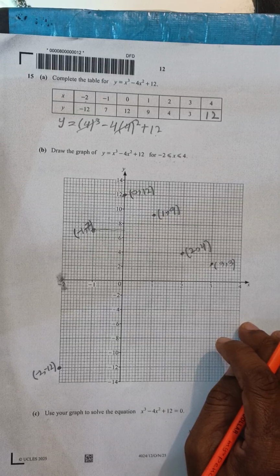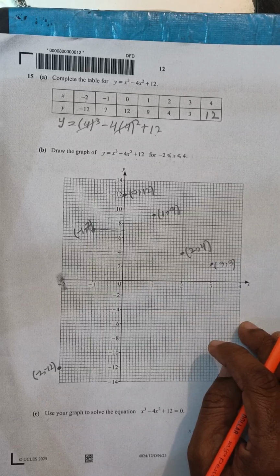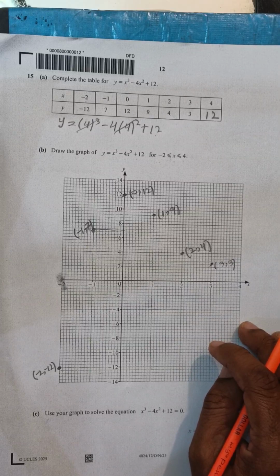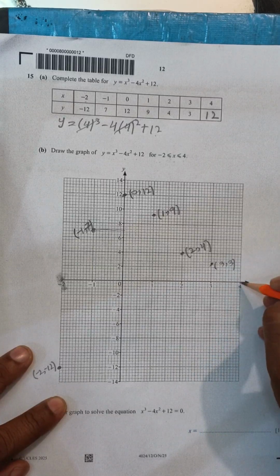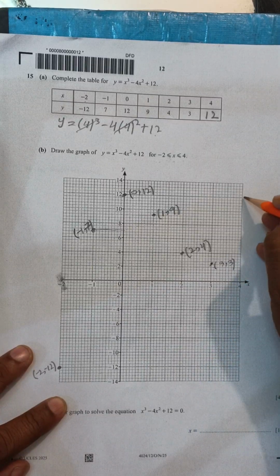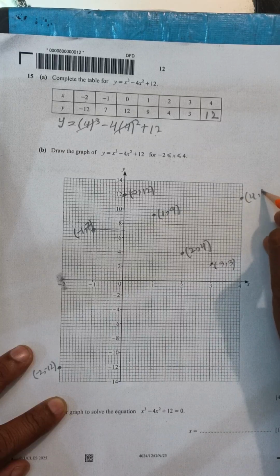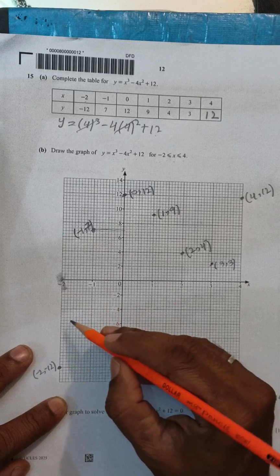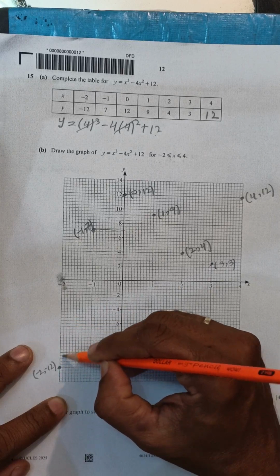And the next is 4 and 12. So where is 4 and 12? You will have 4 and 12 above here. Okay guys, just join these points with a free curve.